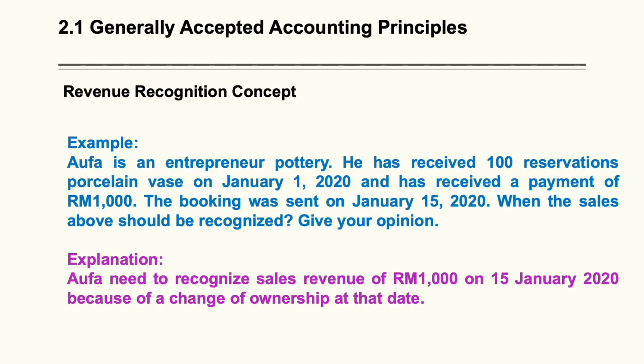And of course, you see, based on the explanation just now, we have to follow the 4 criteria, right? So Alpha needs to recognize the sales revenue of RM 1,000 on 15th of January 2020. Why? Because on that date, there is a change of ownership. So remember the 4 criteria? There is a change of ownership.